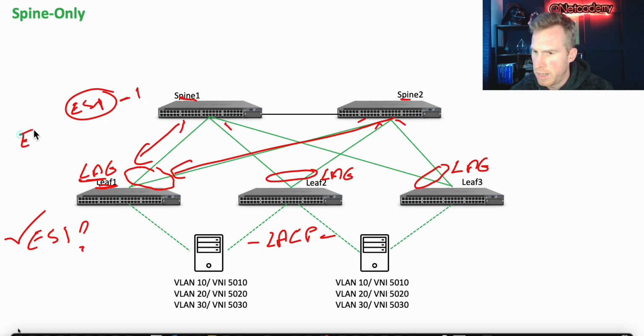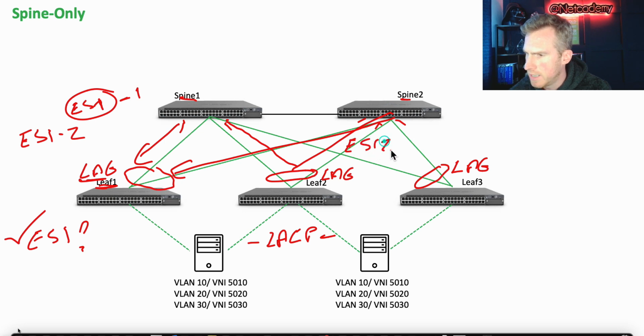For leaf 2, let's call it ESI 2, just for simplicity. Spine 1 would have ESI 2 running down to leaf 2, and spine 2 would have ESI 2 running down to leaf 2. And it's exactly the same for leaf 3. Obviously, it's going to be the full 10 hex value.